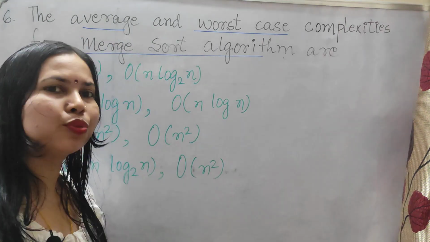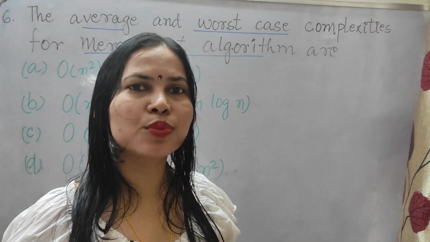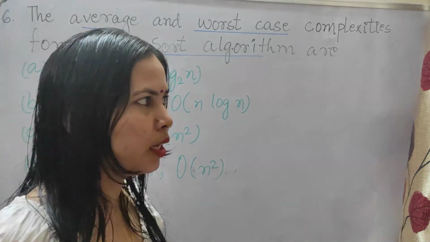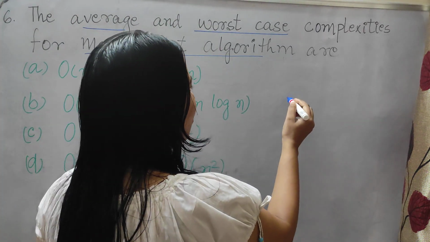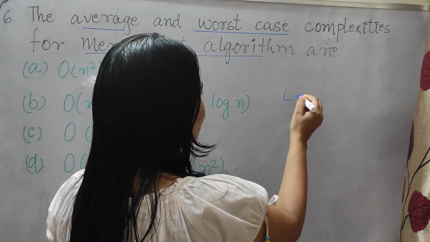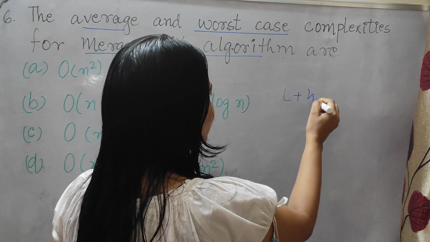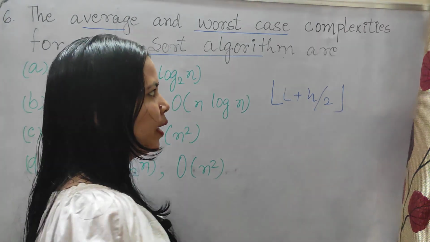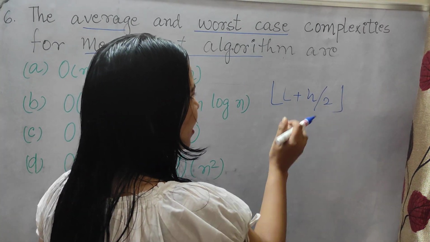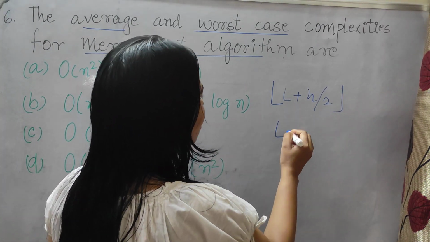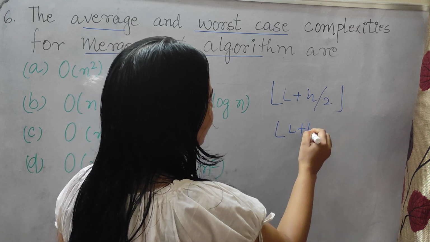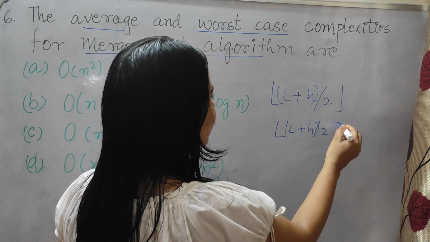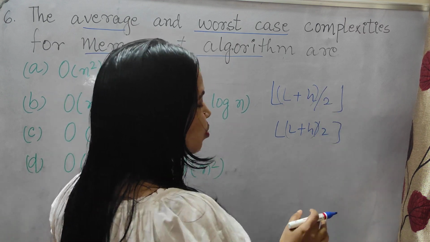If you don't know the algorithm, you can see the previous part, where I already explained the algorithm. In merge sort, lowest value plus highest value divided by 2, and we take the floor value. This is the first, that means the left part. In the right part also, mid is lowest value plus highest value divided by 2. This is the second part. Then afterwards we will merge it.